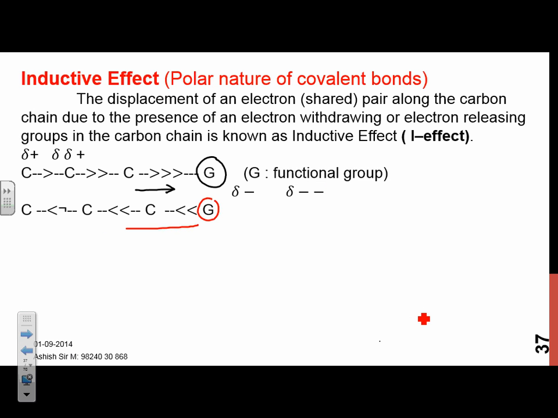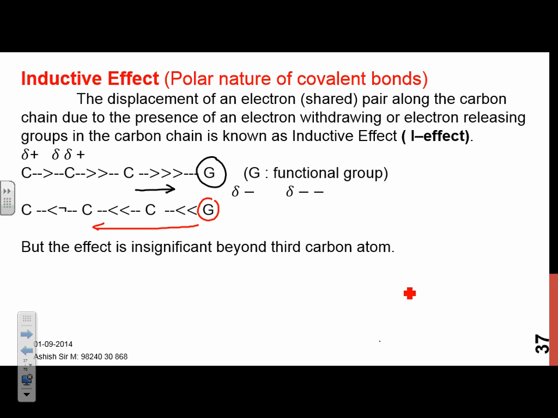You can see. Are you following this? Are you getting this? But the effect is insignificant beyond the third carbon. Yes, we have seen that it does pull the electron, it does release the electron, but till what carbon? It does so till only the third carbon. Beyond the third carbon, it is insignificant. So this was the first carbon directly attached to the group. This is the second carbon. This is the third carbon.